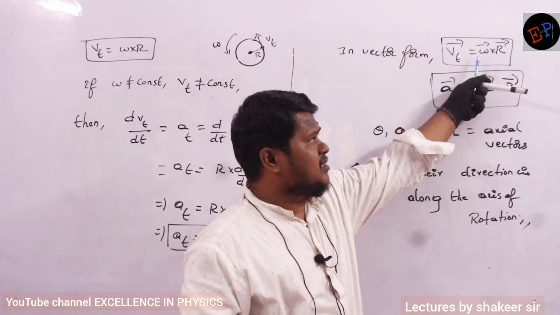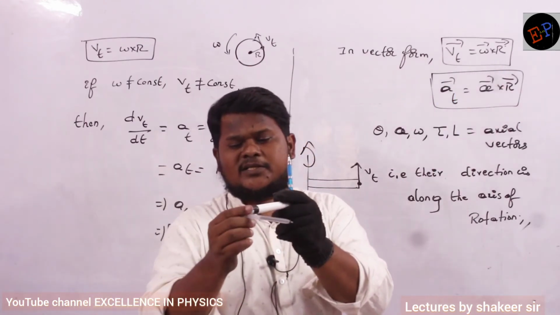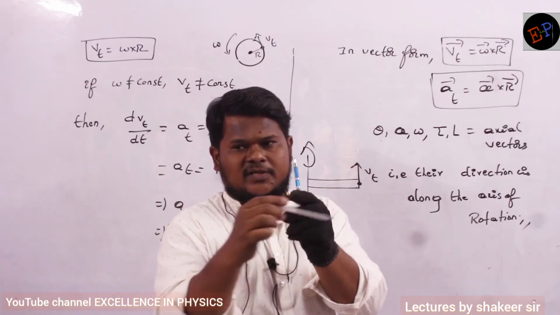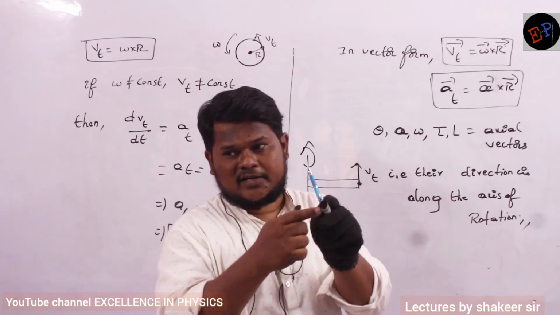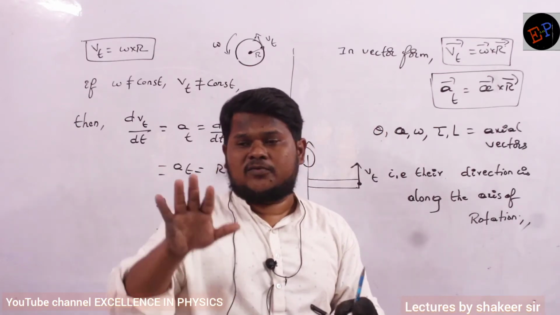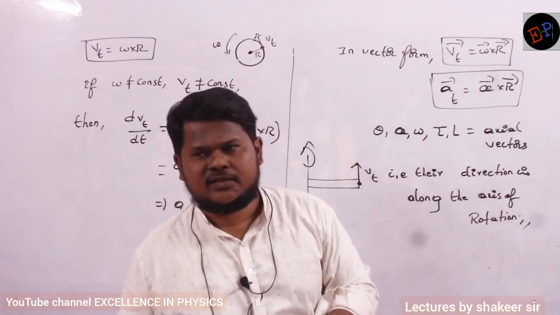If I do omega dash cross r dash, I should get Vt. The tangential speed direction I know. This is the direction of tangential speed, and this is the r direction. Place your right hand on the first vector, rotate towards the second vector. The thumb gives the direction of the resultant vector. That's what we studied in cross product.